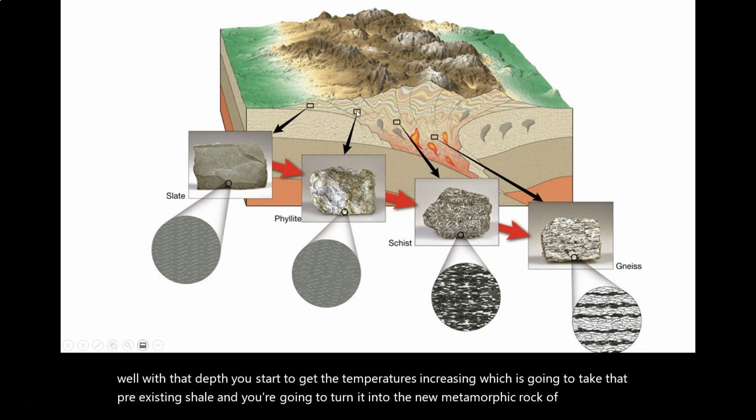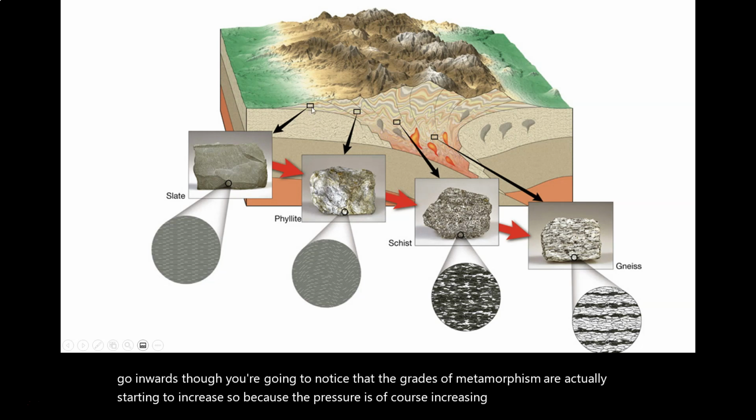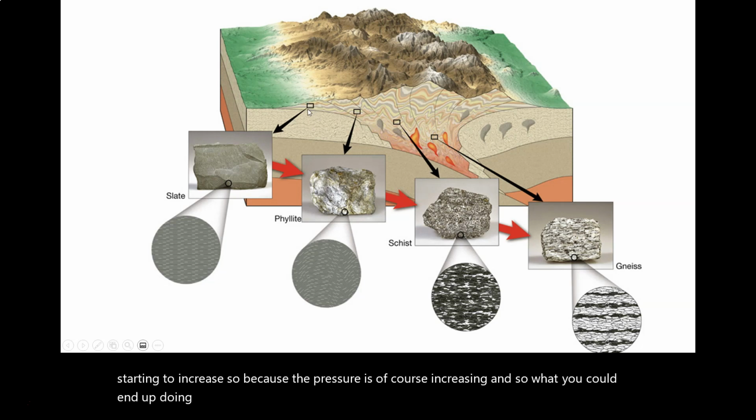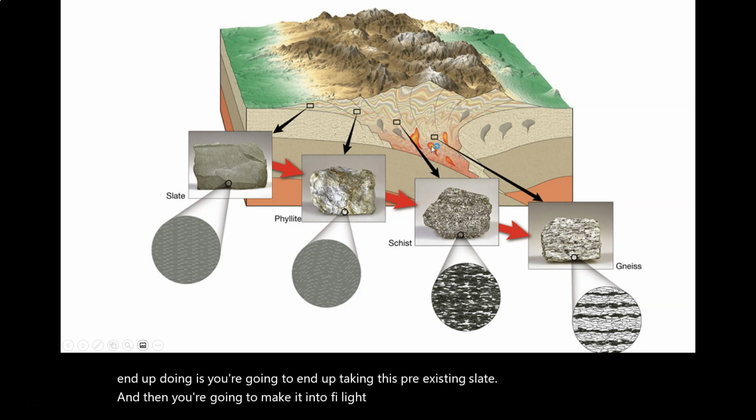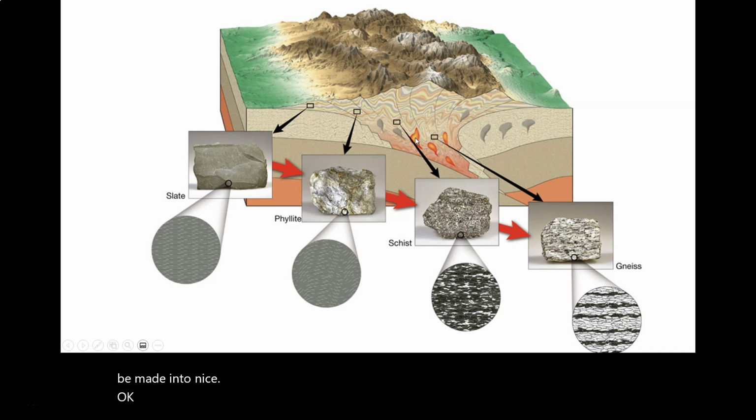As you go inwards, though, you're going to notice that the grades of metamorphism are actually starting to increase, because the pressure is, of course, increasing. And so what you could end up doing is taking this pre-existing slate and making it into phyllite. Phyllite can be made into schist, and schist can be made into gneiss. Okay, and so that all has to deal with the grades of metamorphism. What is the extent to which metamorphism is actually occurring?